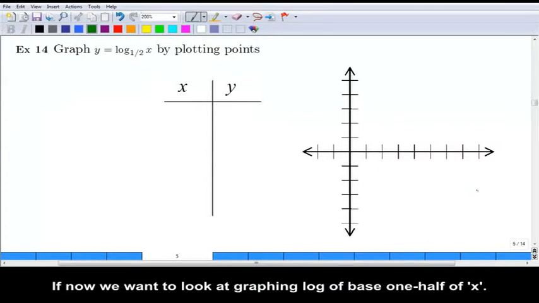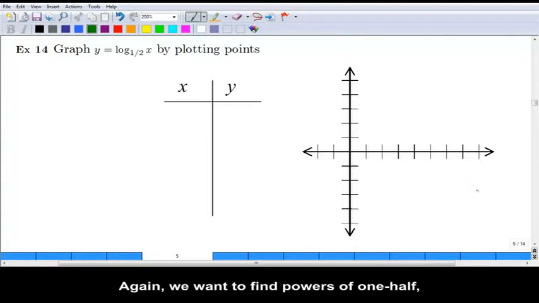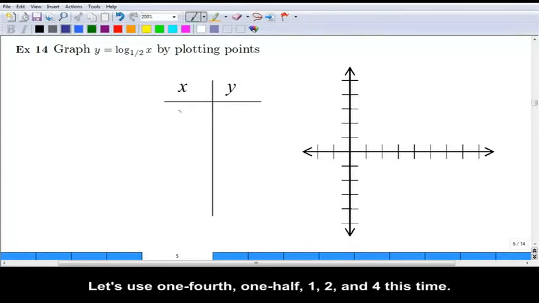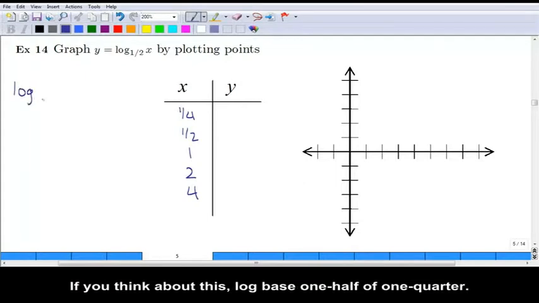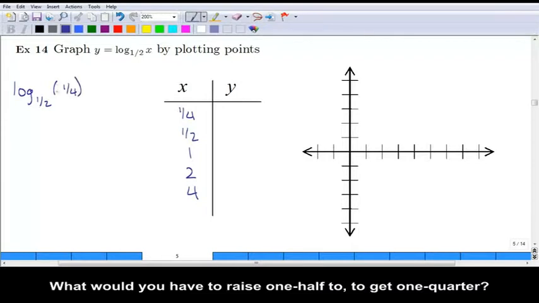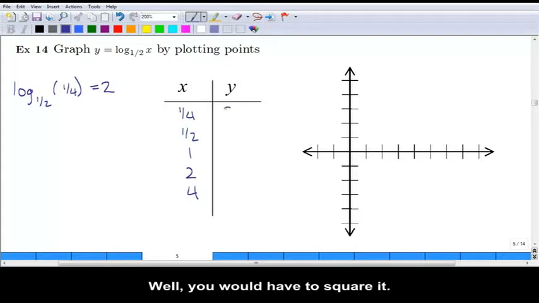If now we want to look at graphing log base 1/2 of x, again, we want to find powers of 1/2, which are going to be similar to powers of 2. So we can use the same values that we used before. Let's use 1/4, 1/2, 1, 2, and 4 this time. If you think about this, log base 1/2 of 1/4. What would you have to raise 1/2 to get 1/4? Well, you would have to square it.